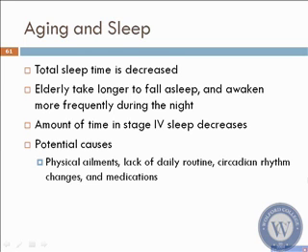Elderly also take longer to fall asleep. It could be that they have a lot of things they're thinking about. It also could be that they have other things that are keeping them awake. The worst thing to do is sleep with the television on. That's really not helping you fall asleep. Okay? And you're waking more frequently during the night. The amount of time in stage 4 sleep significantly decreases as well. The potential causes are physical ailment, lack of daily activity, circadian rhythms being changed, and medications that the patient may be on.